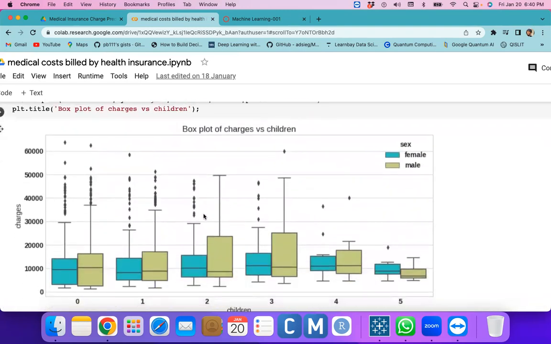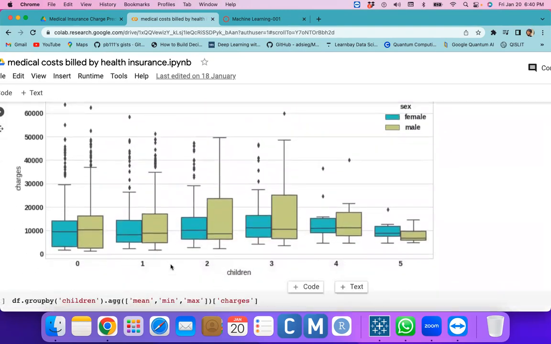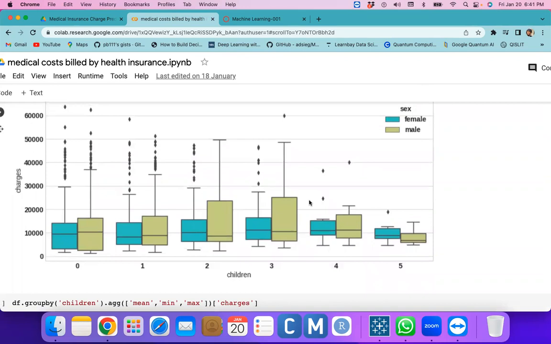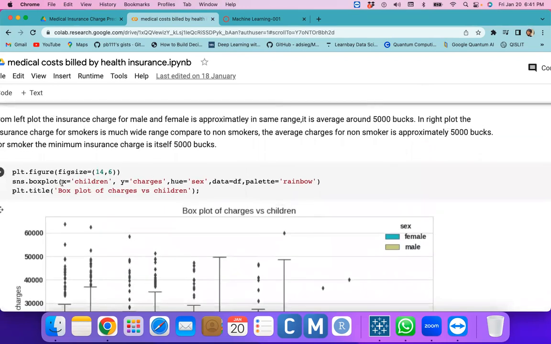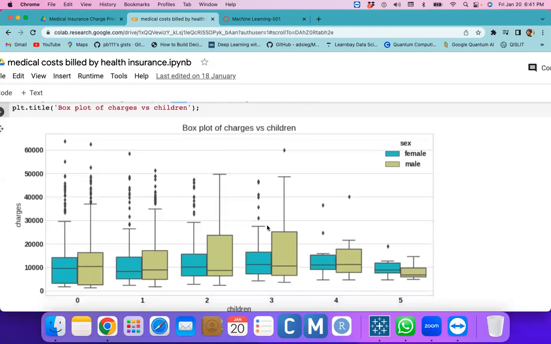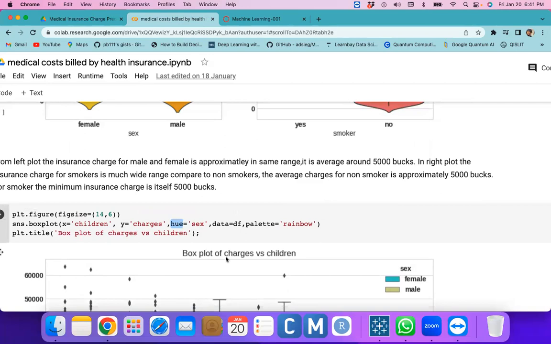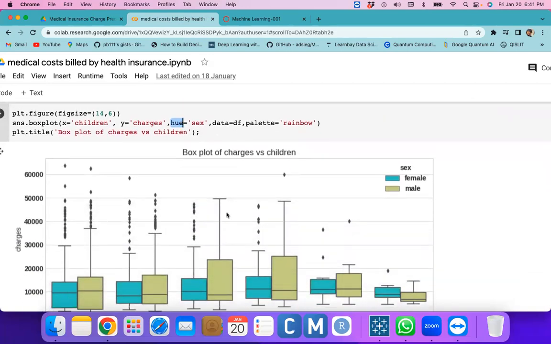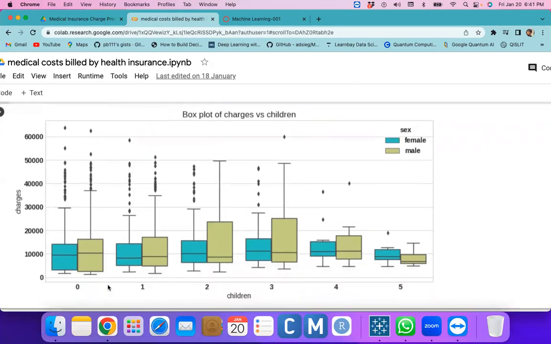Here we are using box plots with children and charges, with color coding for male and female. We plot the box plot with the x data as children and the y data as charges, and hue means we split the data based on this hue. The blue color means female, and the other color means male. When we see that box plot, there are a lot of outliers.